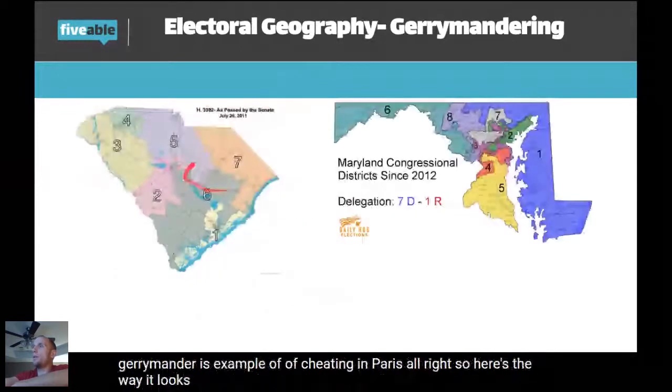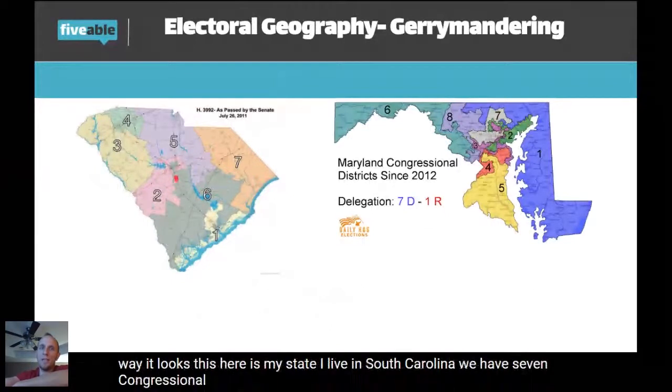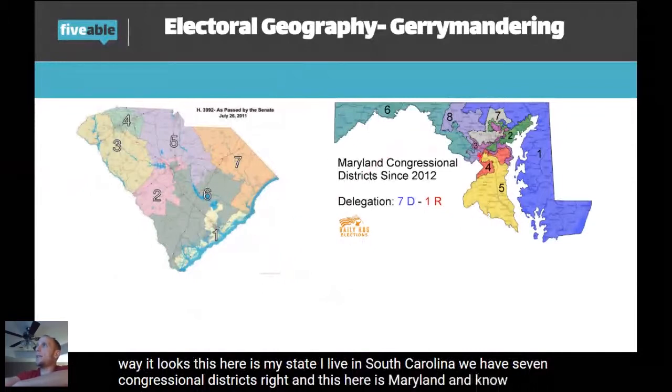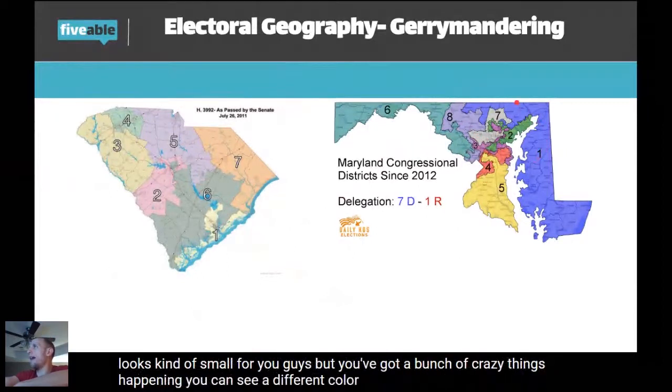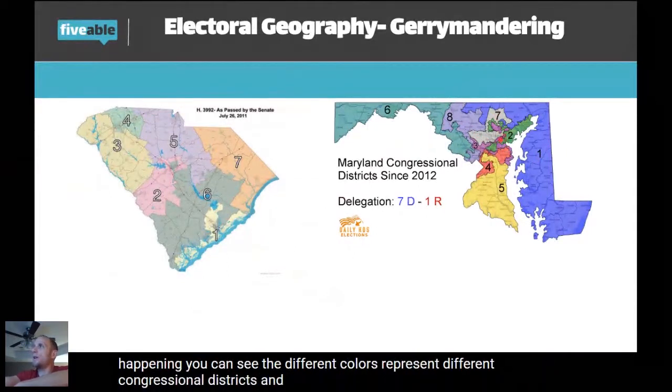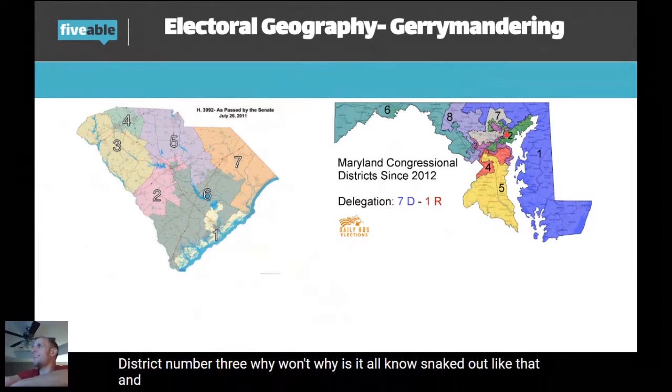All right, so here's the way it looks. This here is my state. I live in South Carolina. We have 7 congressional districts, right? And this here is Maryland. And I know Maryland looks kind of small for you guys, but you've got a bunch of crazy things happening here. You can see the different colors represent different congressional districts. And what in the world is this? What in the world is district number 3? Why is it all snaked out like that?